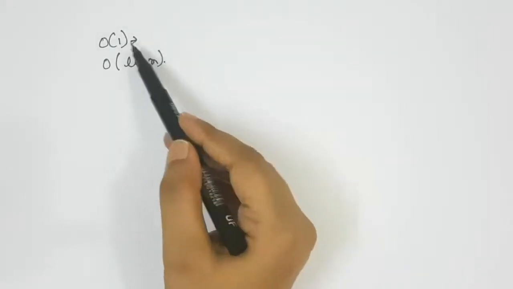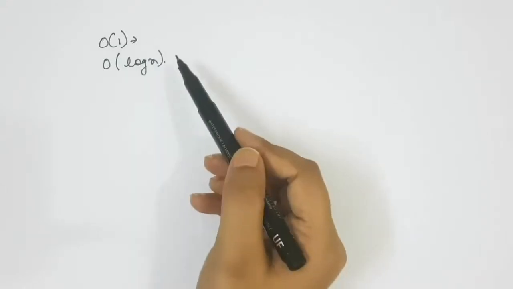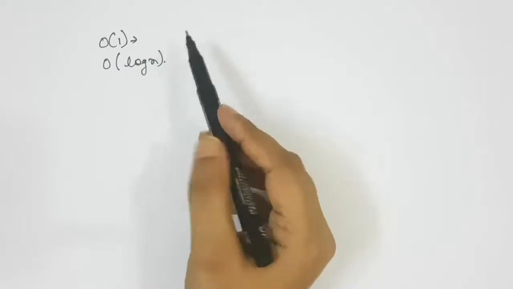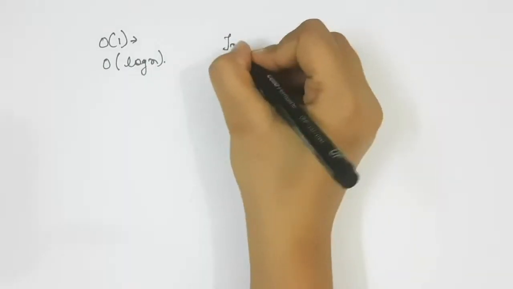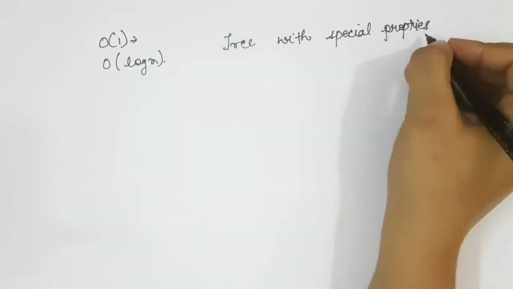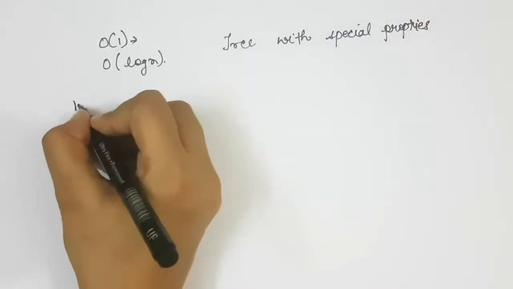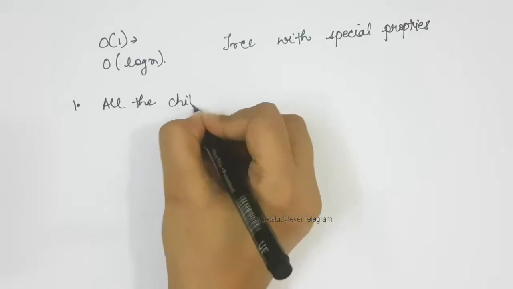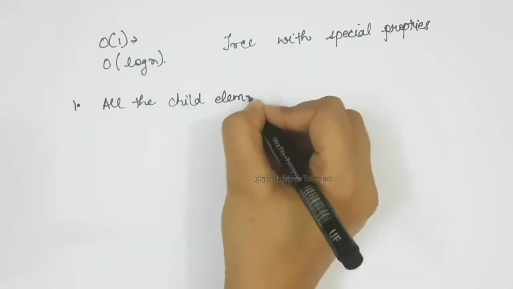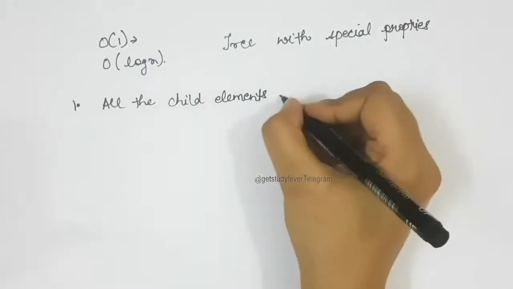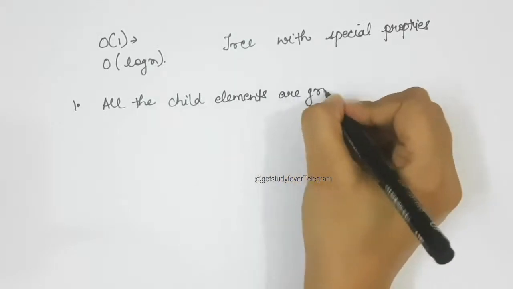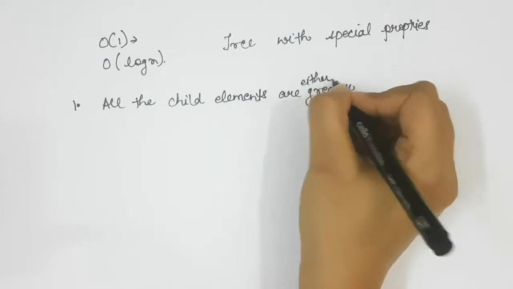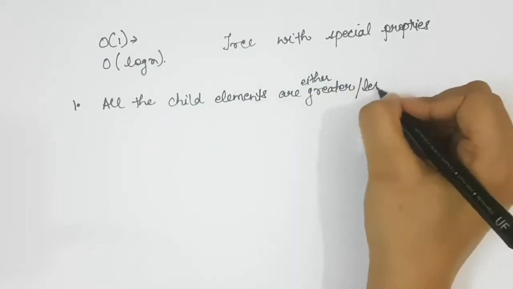Let's see how we come up with this time complexity, what a heap is, and what the properties of a heap are. A heap is nothing but a tree with special properties. What are the special properties? First property is that all the child elements are either greater or lesser than the parent element.